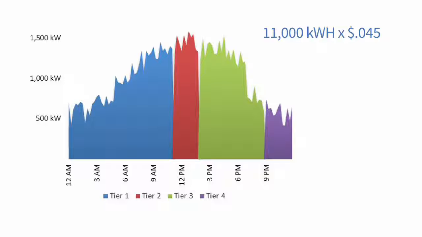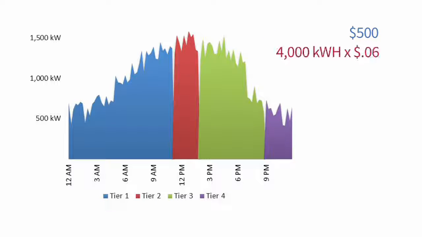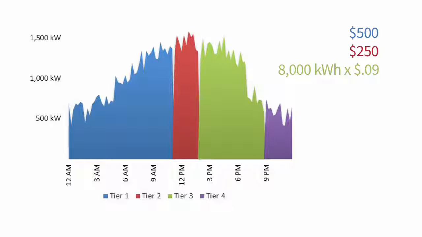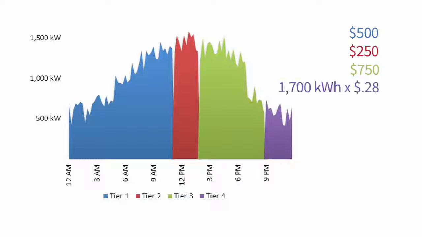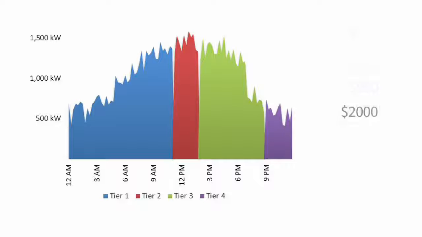So the Tier 1 price of 4.5 cents per kilowatt hour times 11,000 kilowatt hours gives us $500. The Tier 2 price of 6 cents per kilowatt hour times 4,000 kilowatt hours in Tier 2 gives us $250. The Tier 3 price of 9 cents per kilowatt hour times 8,000 kilowatt hours in Tier 3 gives us $750. And finally, the Tier 4 price of 28 cents per kilowatt hour times 1,700 kilowatt hours in Tier 4 gives us $500. Add up all the tiered charges, throw on our $20 customer charge, and we have a bill of $2,020.